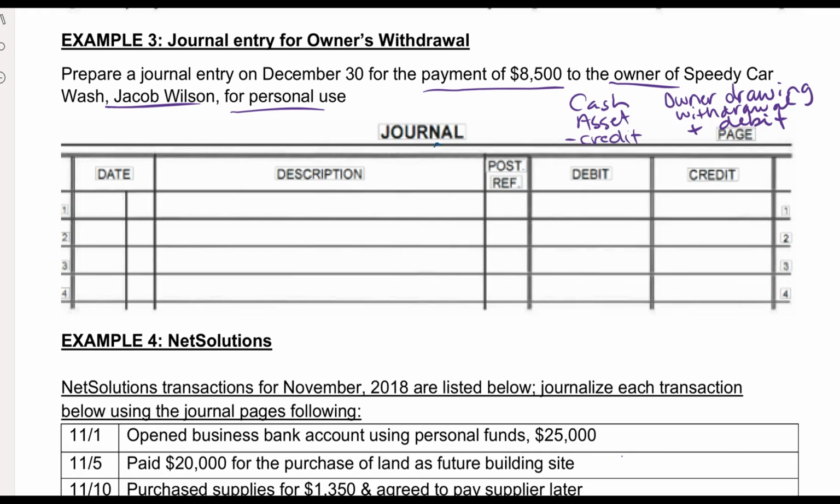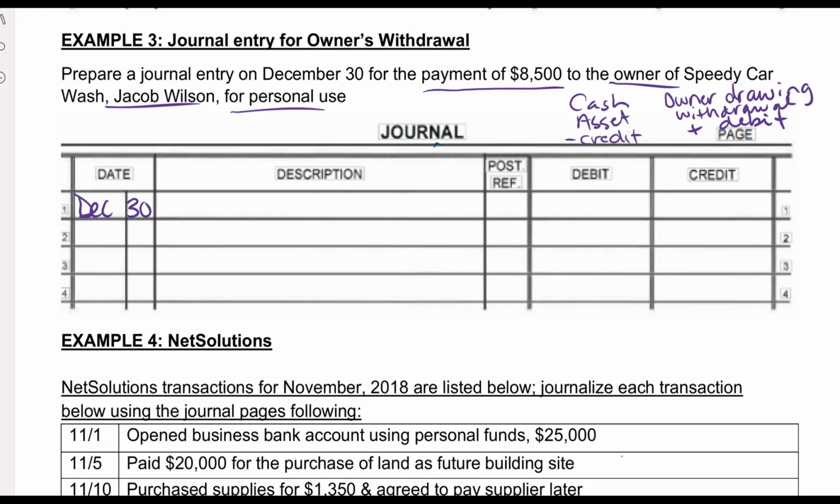And also, as you're doing these, maybe you know that cash is going to be a credit on this one, but you're not sure what to do with the other side. It's got to be a debit to make your entry balance. So whatever it is you choose will have to be a debit, and then you'll just have to determine which account it is. And whenever you have an owner getting money out for personal use, it's always going to be a draw or drawing. So we'll put the date on here.